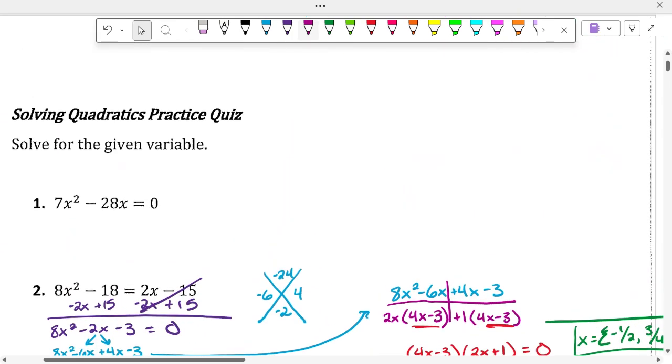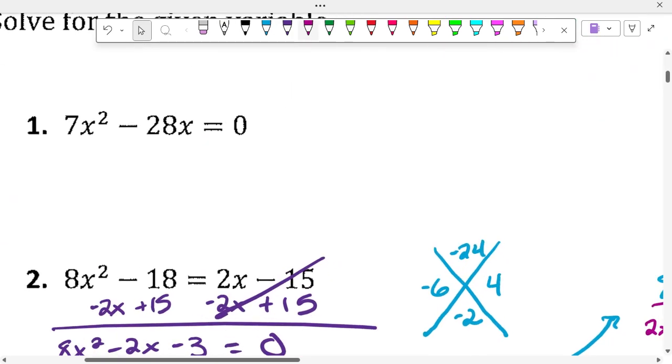All right, so this is the last one that I'll do because the others are pretty similar to these three. So, number 1. First off, always look for a GCF first. Is there one? Yeah, what is it? 7x. So if I pull a 7x out and I divide both terms by 7x, what am I left with? X minus 4.